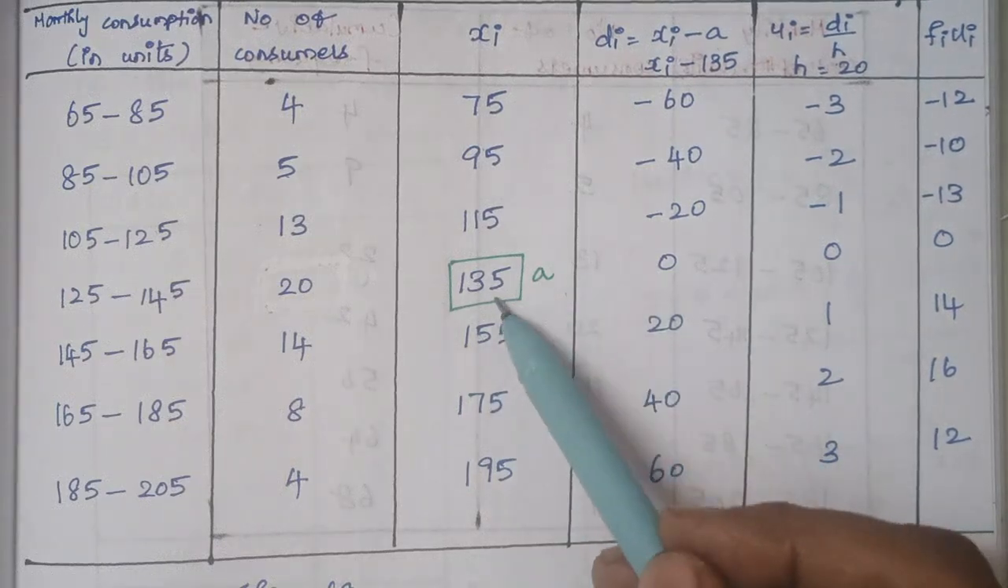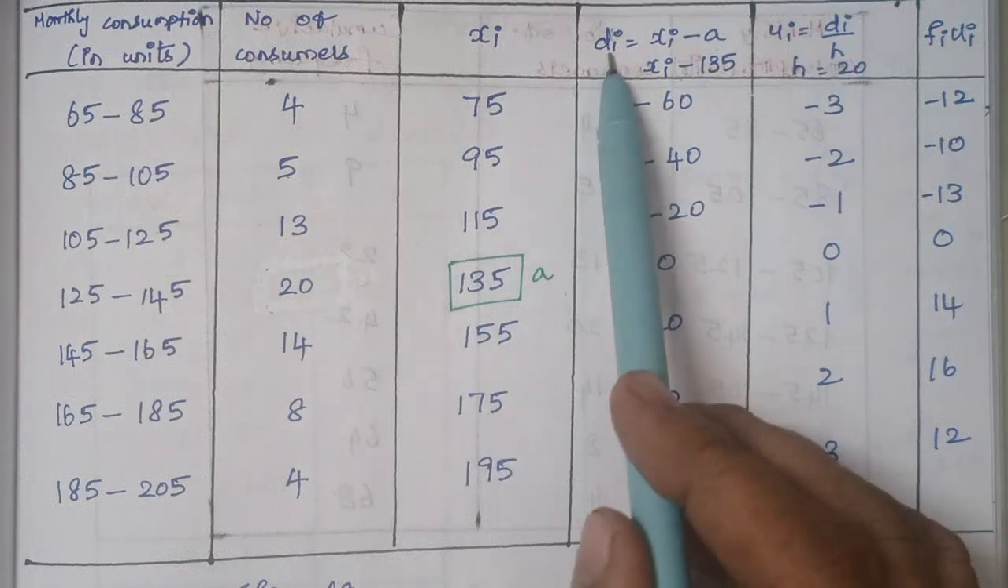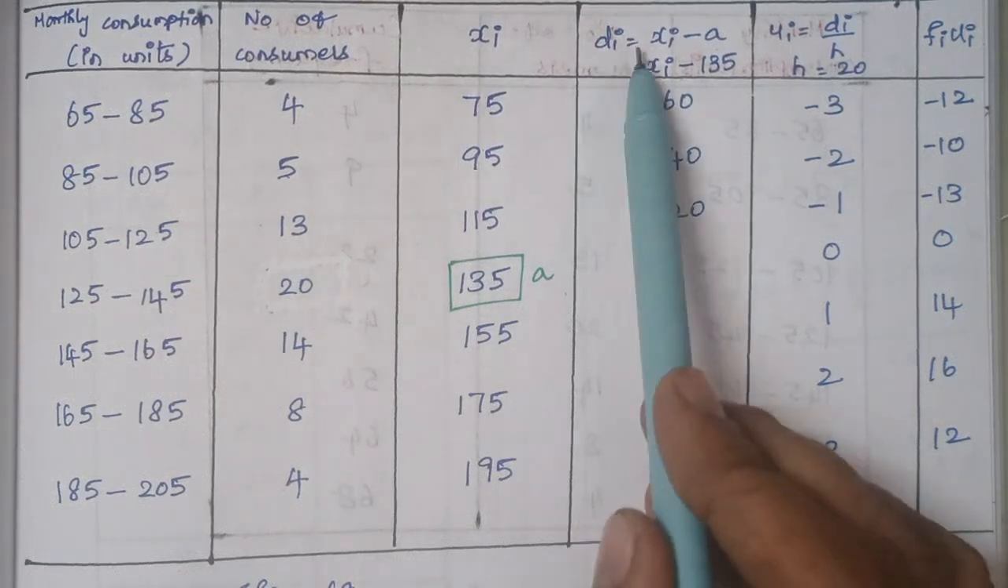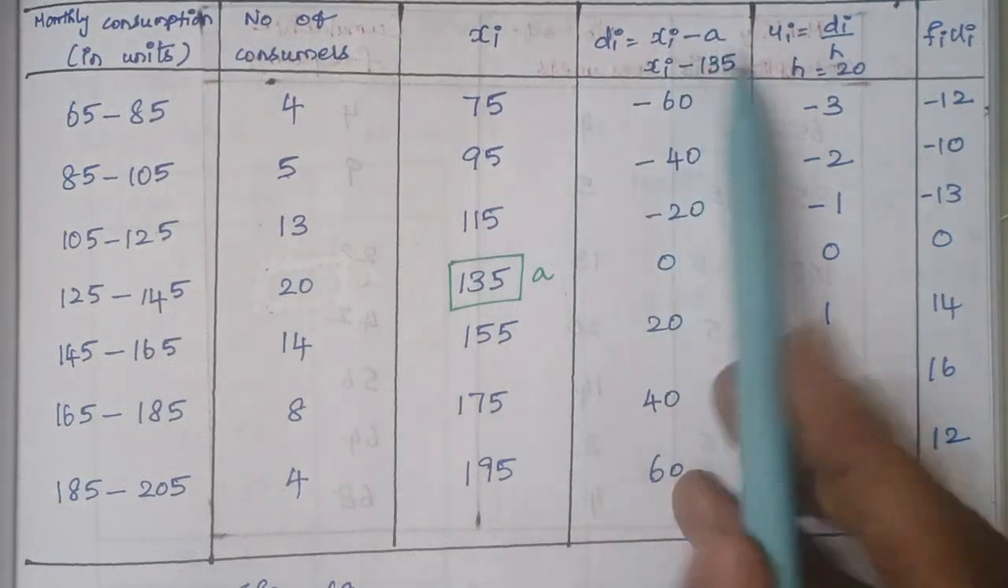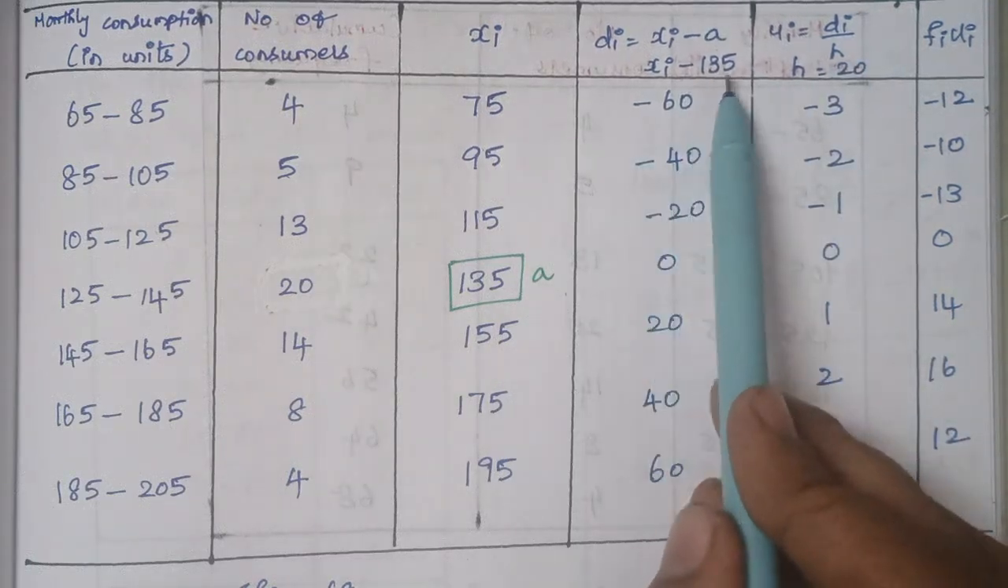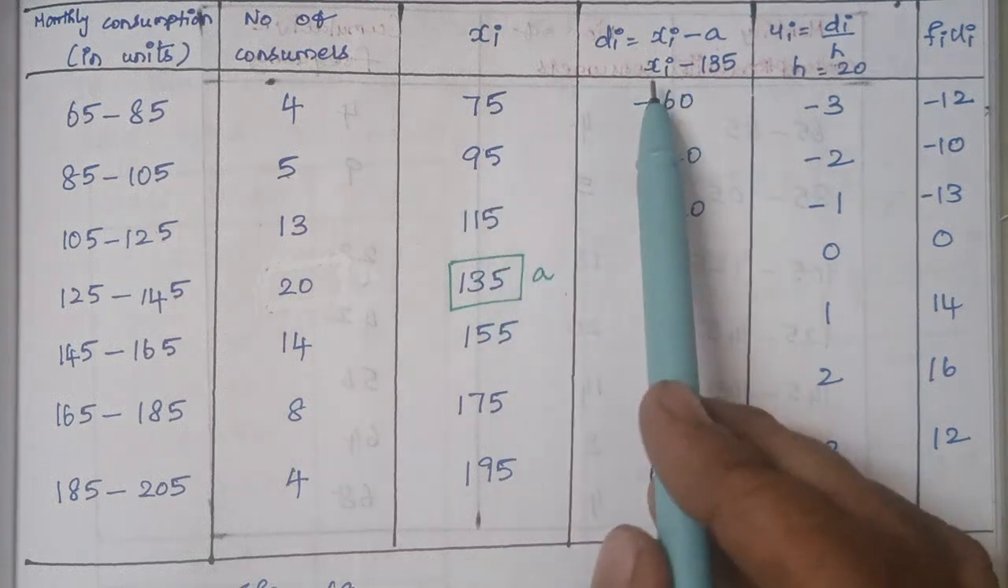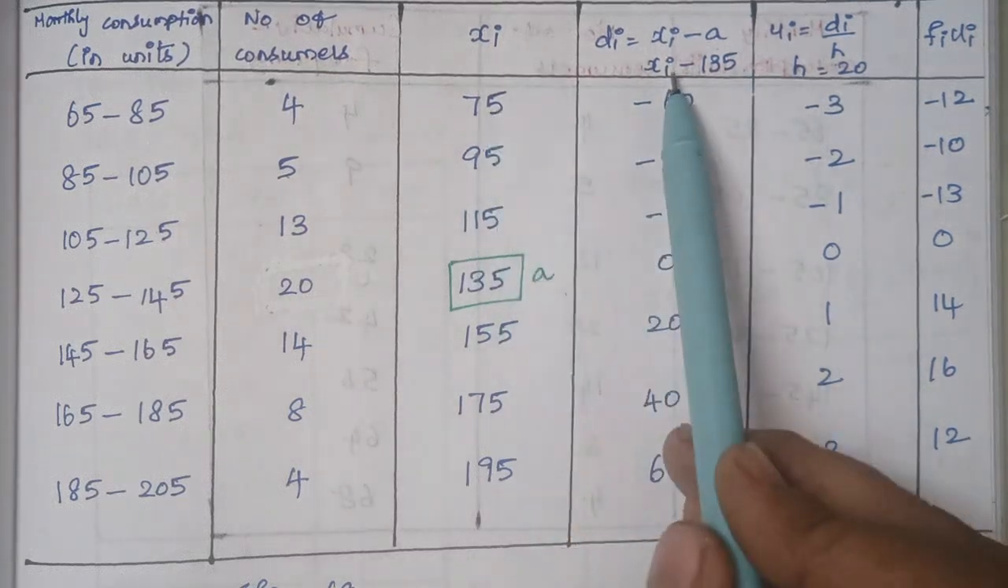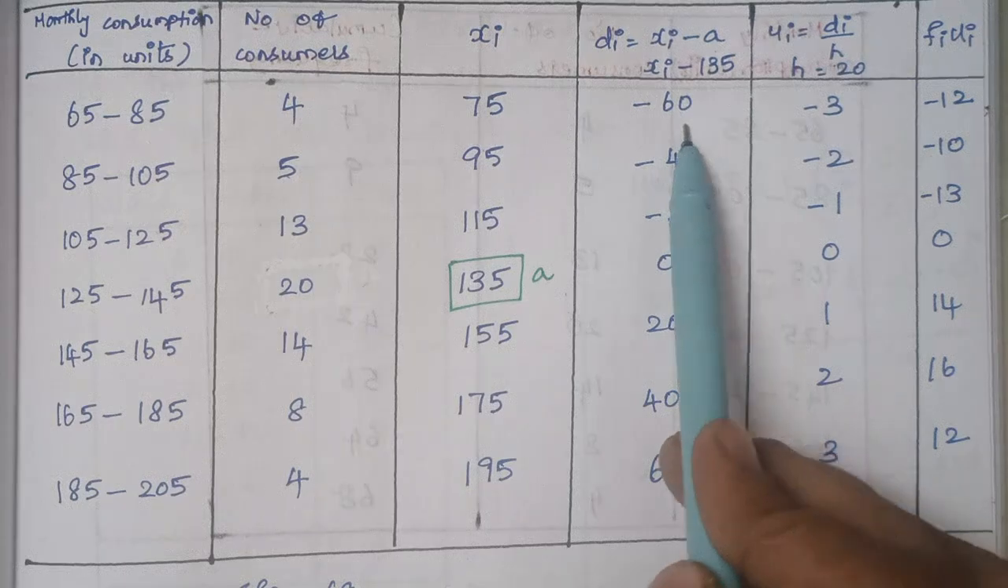Now with the help of this we are going to find the value of di. Di is nothing but xi minus A, and the value of A is 135. So it is xi minus 135. Just substitute it over here: 75 minus 135 gives you minus 60.